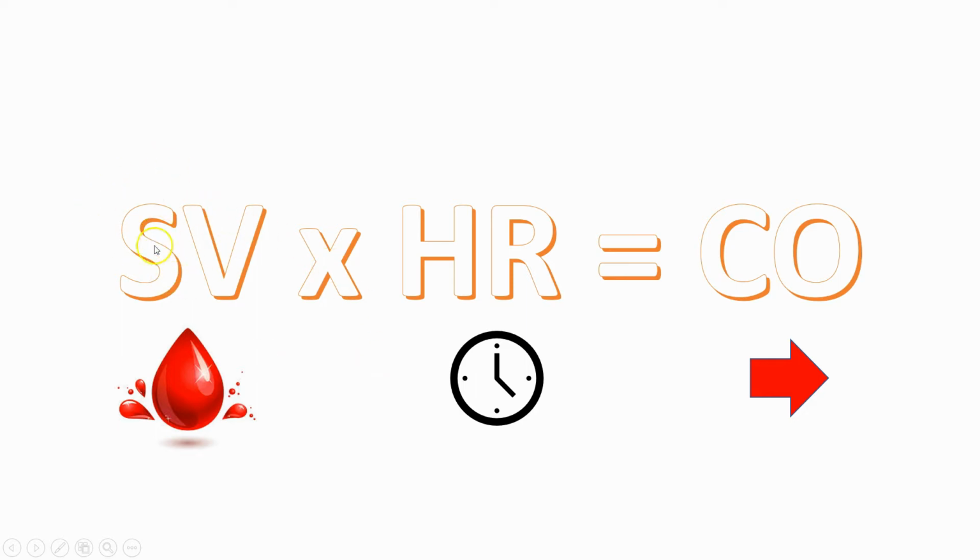So this one over here is going to be stroke volume. Stroke volume is the amount of blood that is being discharged from the heart in one beat. So how much blood is being pushed out of the heart in one beat? The HR, or the heart rate, is related to the rate of speed that the heart is beating.